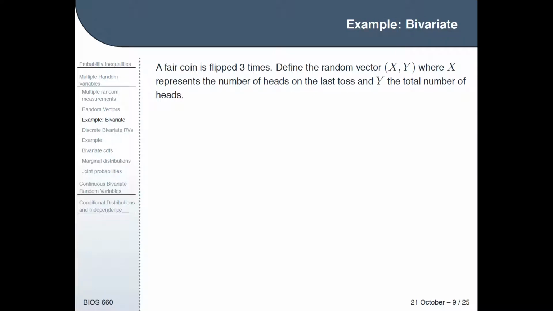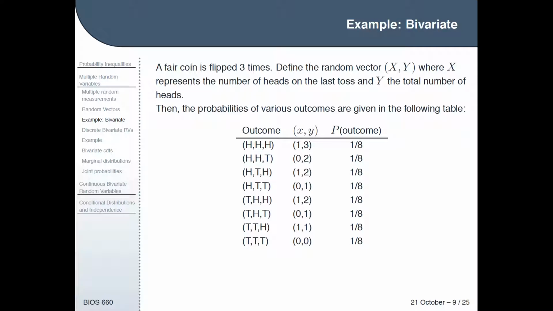So, enough sigma fields for now. Let's go to something that is a little less painful to think about. Let's go to a simple coin tossing example. Say we flip a fair coin 3 times and we define a random vector (X, Y). X is the number of heads on the last toss and Y is the total number of heads.